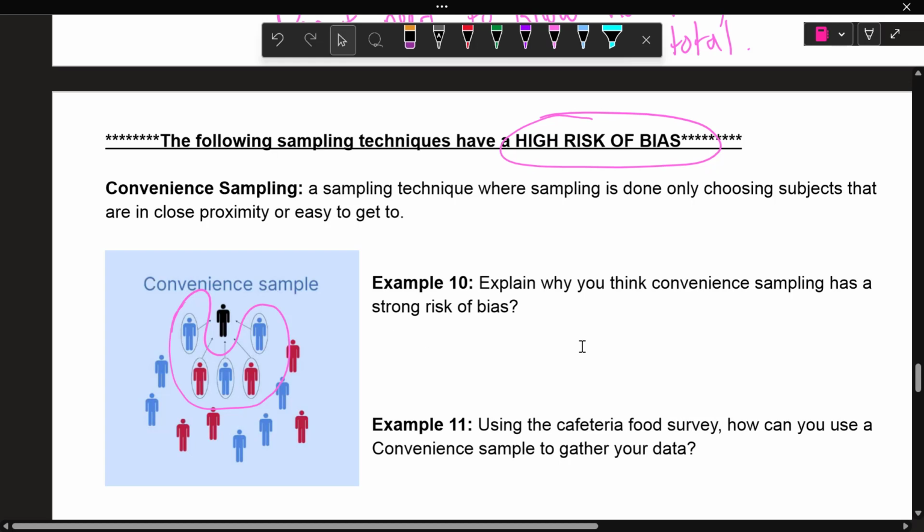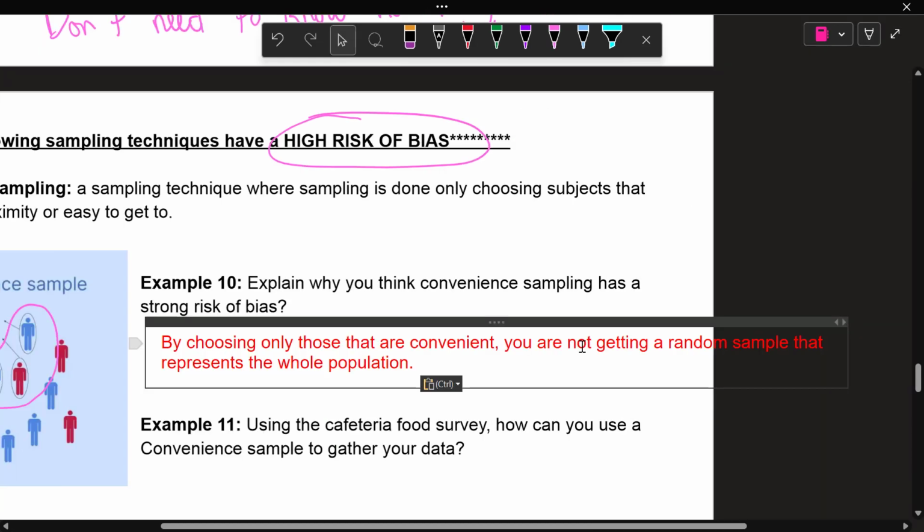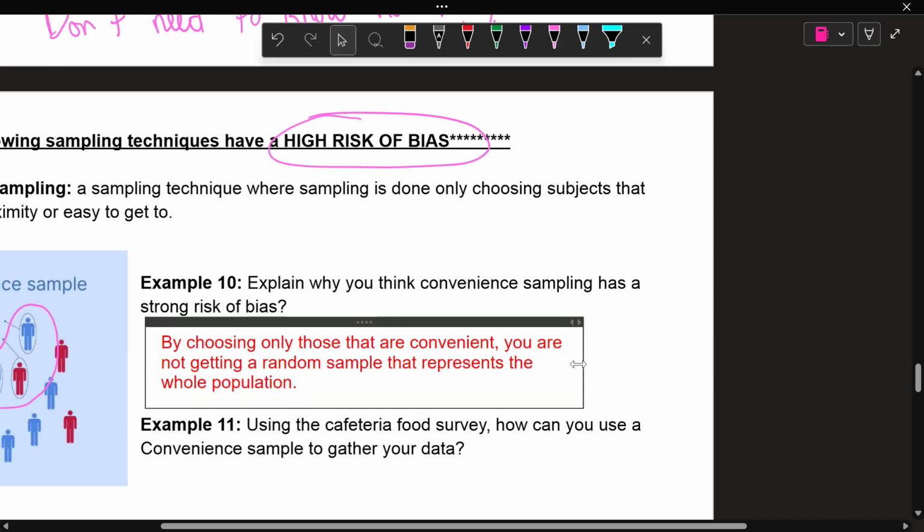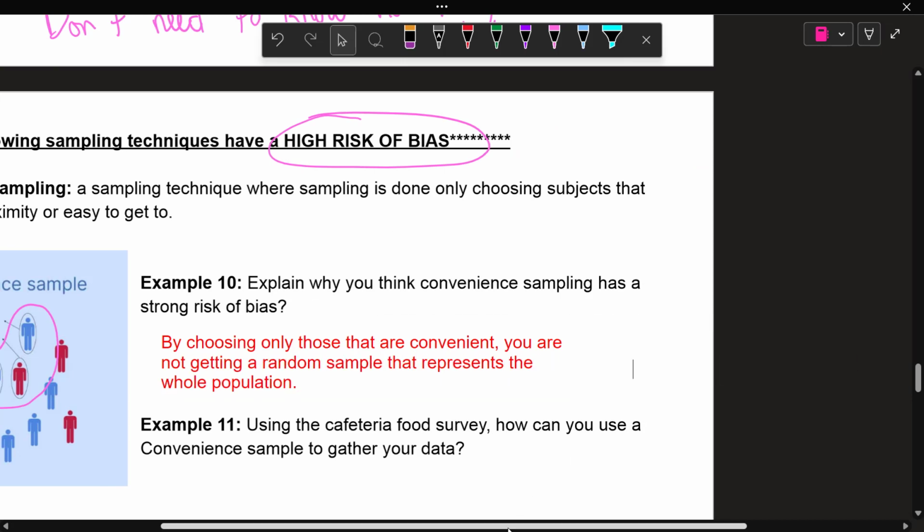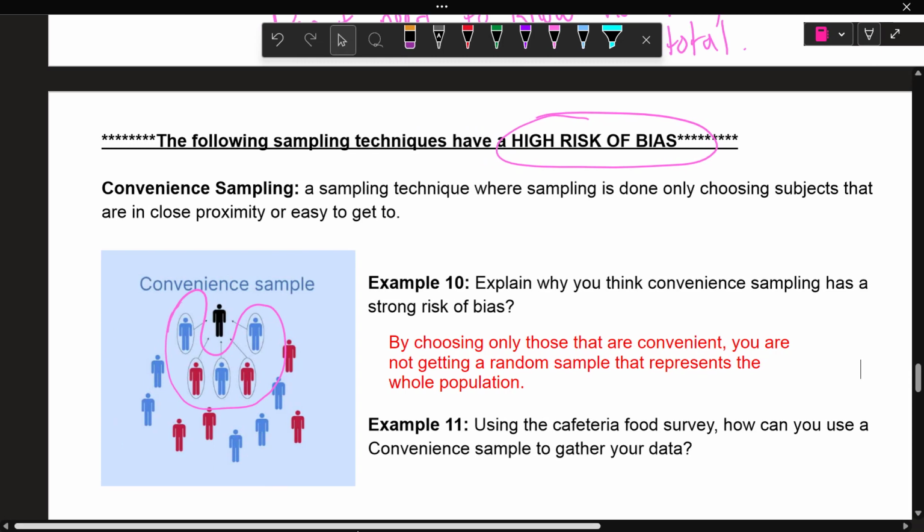So why do you think convenience sampling has a strong risk of bias? By choosing only those that are convenient, you're not getting a random sample. Again, if we're sitting in class and I choose the 5 people sitting around me, they could be my friends because they're sitting around me. And so that doesn't have a good representation of everybody in the class.